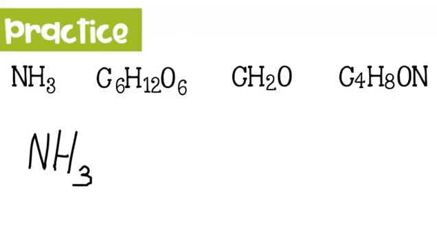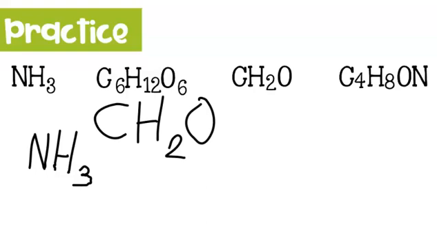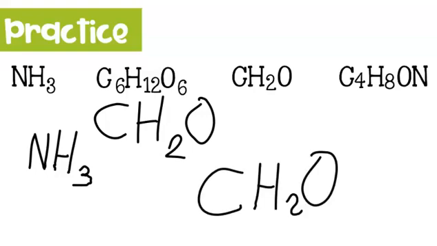C6H12O6, you see that the ratio is 6 carbons to 12 hydrogens to 6 oxygens. All of these numbers can be divided by 6 to give us an empirical formula of CH2O. CH2O has a ratio of 1-to-2-to-1, and this cannot be simplified, so the empirical formula will also be CH2O. Notice how, although the previous 2 examples had different molecular formulas, they ended up with the same empirical formula.